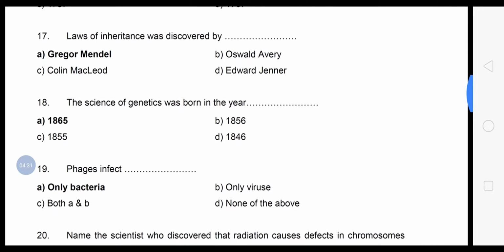1797. Next question is laws of inheritance was discovered by, that is Gregor Mendel, who gave 3 laws of inheritance: law of dominance, law of segregation and law of independent assortment.